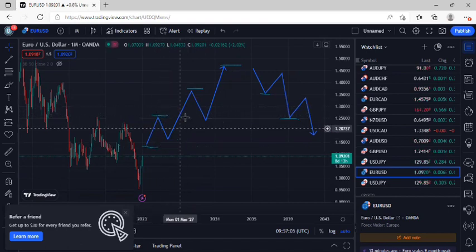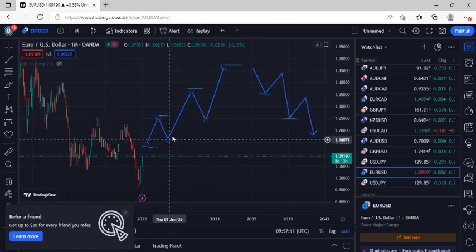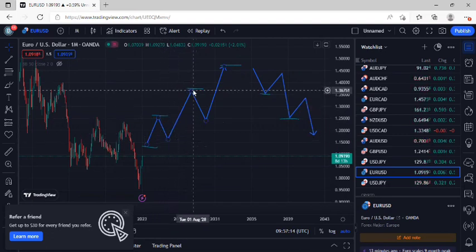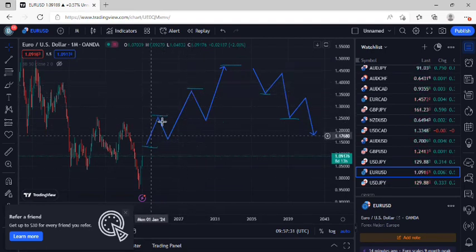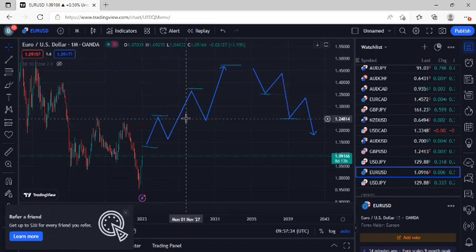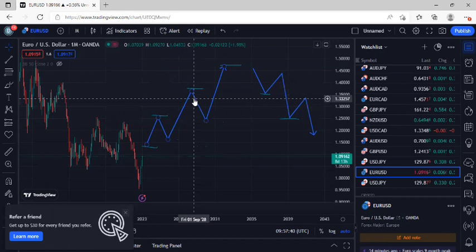The moment the price breaks this resistance that we have here, then we say we have a higher high. So when it breaks it, we say we have a higher high, and that gives us an uptrend. Okay, so that is how you determine an uptrend. When the price breaks the structure of the previous high to create a new high, then we have an uptrend.